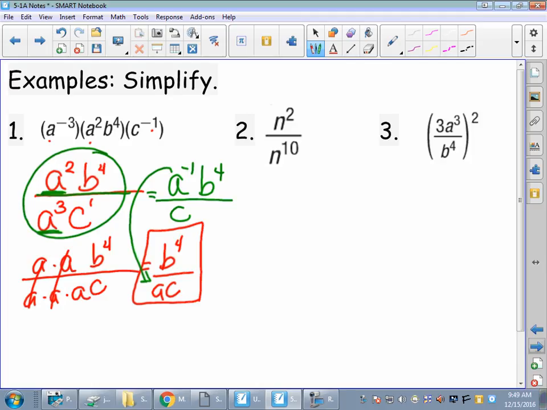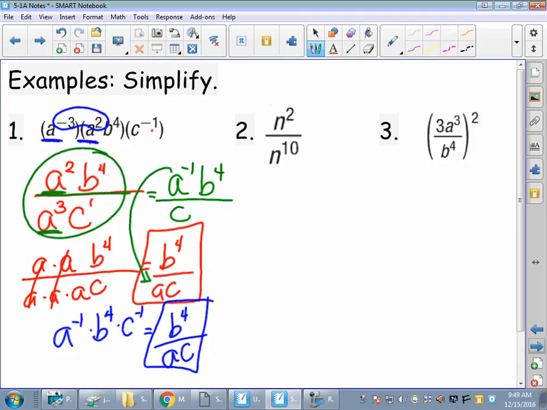And one more time, one more way. From the very beginning, I'm multiplying. I have an a to the negative 3rd times a to the 2nd. I could add these exponents, and I would get a to the negative 1 times b to the 4th times c to the negative 1, which, when I simplify that, b to the 4th will stay on top, and a to the 1st and c to the 1st goes to the bottom. So again, I showed you 3 different ways in 3 different colors how to simplify that problem.